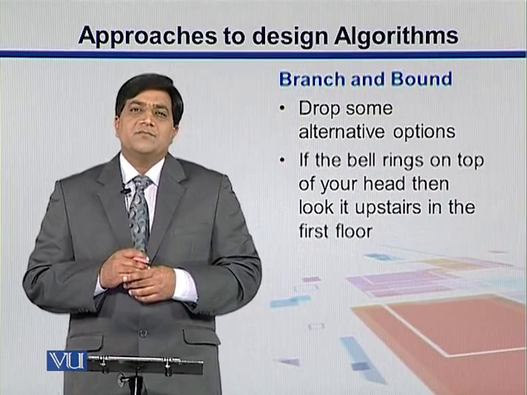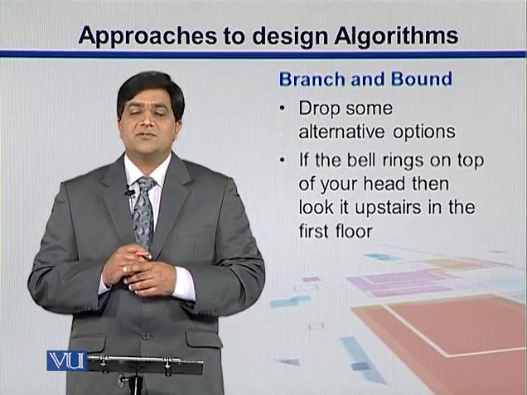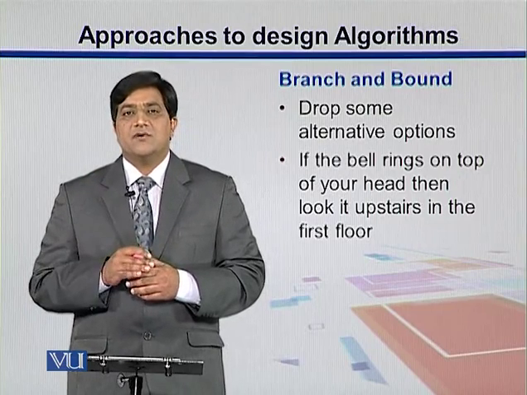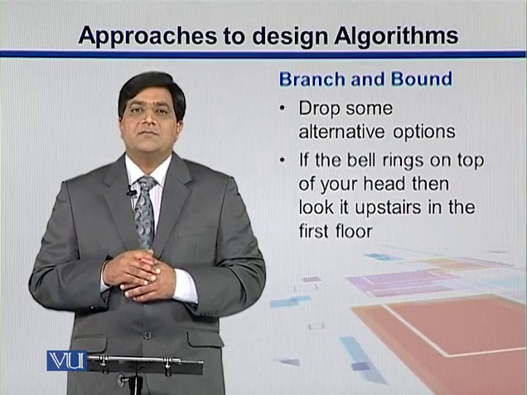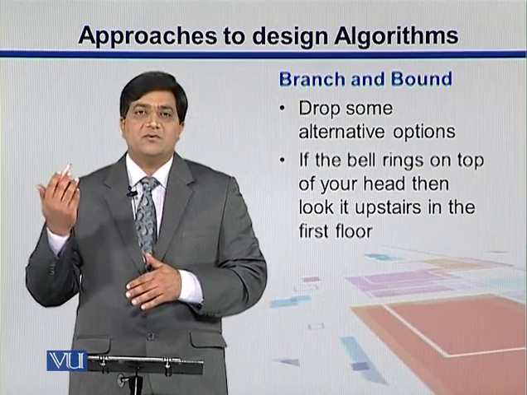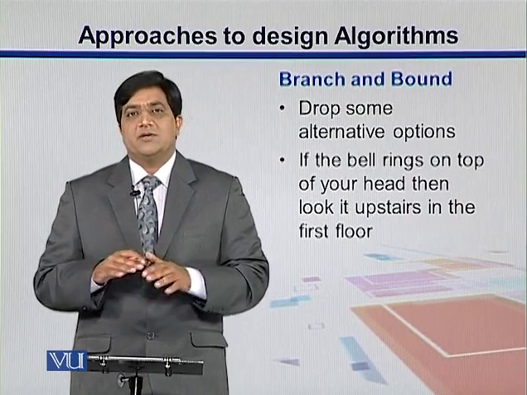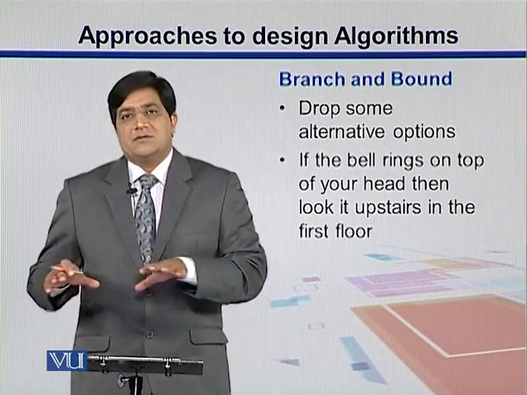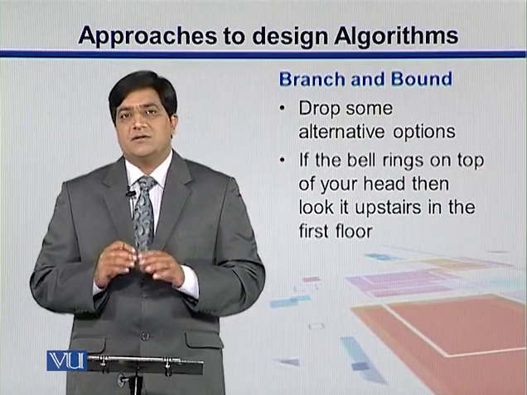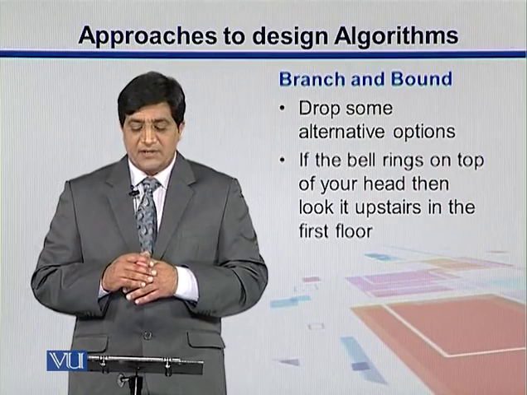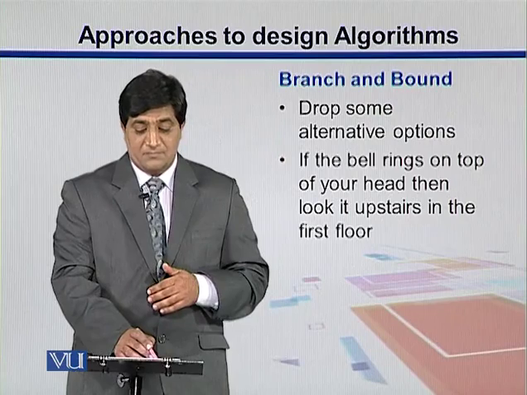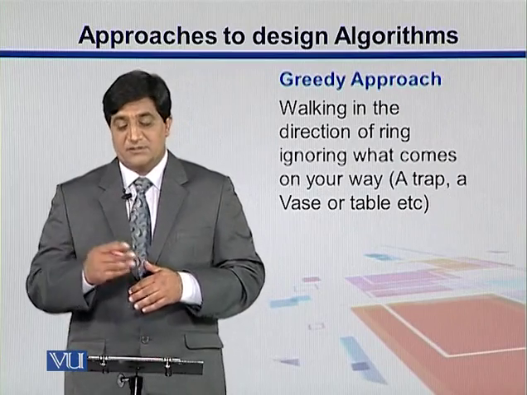Another approach is you might want to drop out some options. So the situation is that you realize that the bell is ringing somewhere on top of your head. So what you're going to do then, you would probably leave looking in the current floor, and you will try to go up floors and look up there rather than looking in the same place or looking downstairs. So in this way you have trimmed some options. So you are throwing away some options. This kind of approach is called branch and bound. So it saves some of your time, but still not the exact solution, still not the good solution.